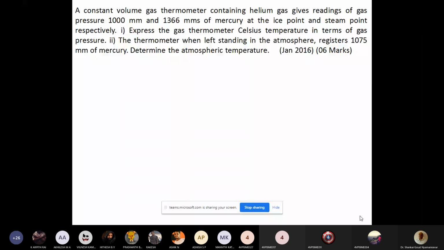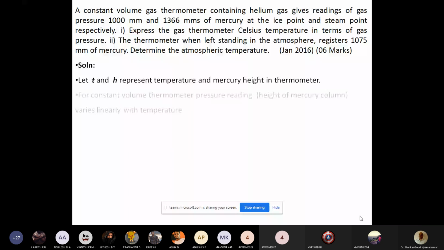For others, I'll explain. So there is a gas. How to solve this? Let T and H represent the temperature and the mercury height in the thermometer, the actual temperature and the mercury height. For a constant volume gas thermometer, the pressure reading, that is the height of the mercury column, varies linearly with the temperature. This we have seen, right?